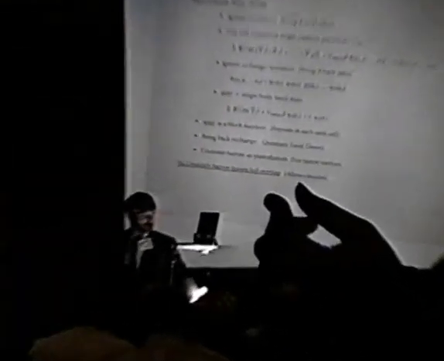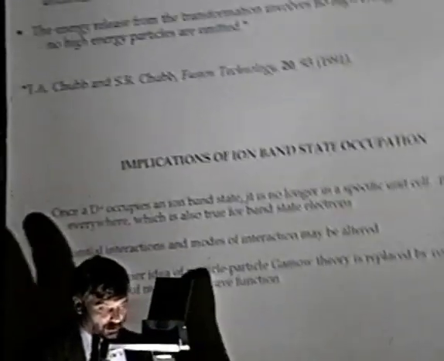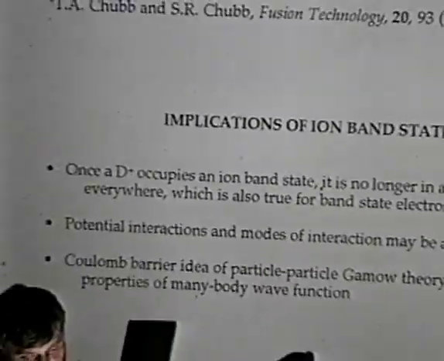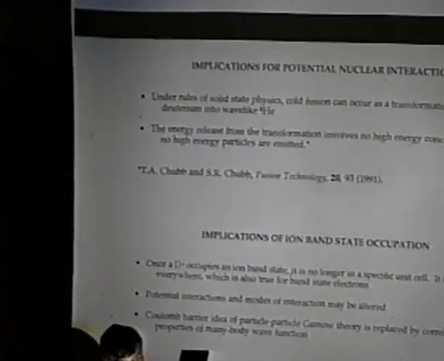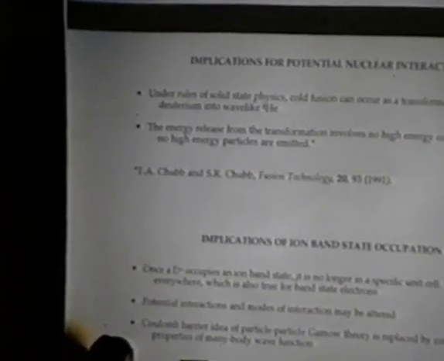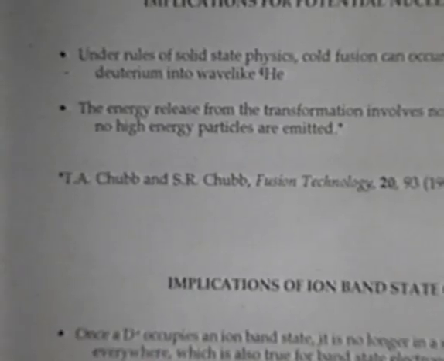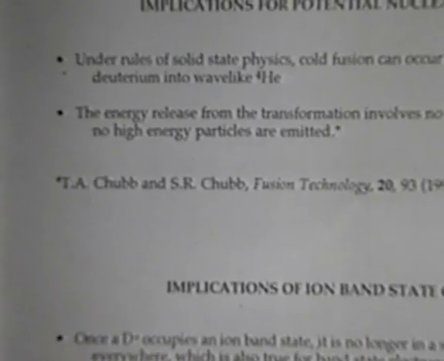It does turn out that one can show by the more sophisticated treatment that Talbot talked about for the two-particle case that as a function of crystal size, the effects of particle-particle correlation can become small. Basic point is implications for potential nuclear reactions under the rules of solid-state physics. Cold fusion can occur as a transformation of wave-like deuterium into wave-like helium-4. The energy release from the transformation involves no high energy concentration and no high energy particles are emitted. This is all because you're working with the G's.